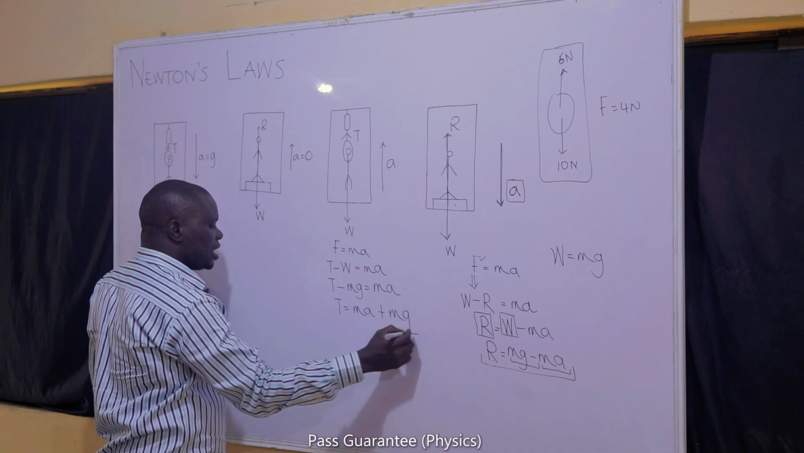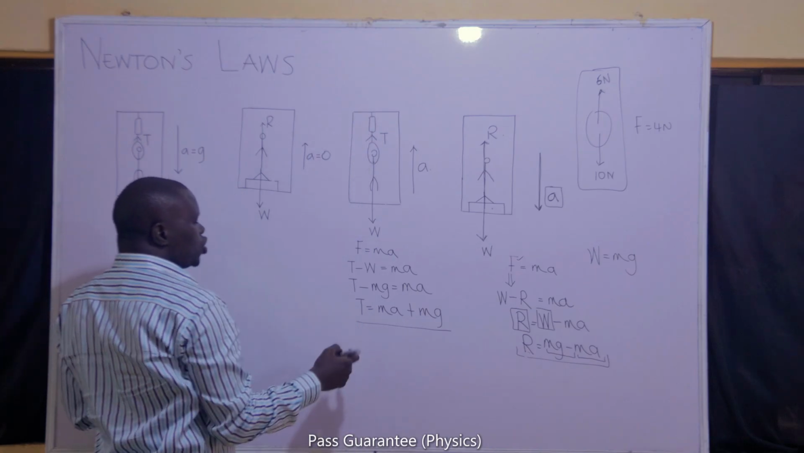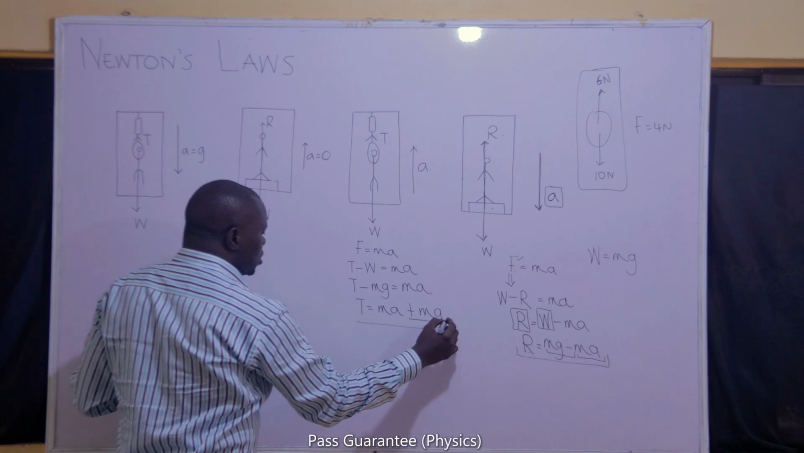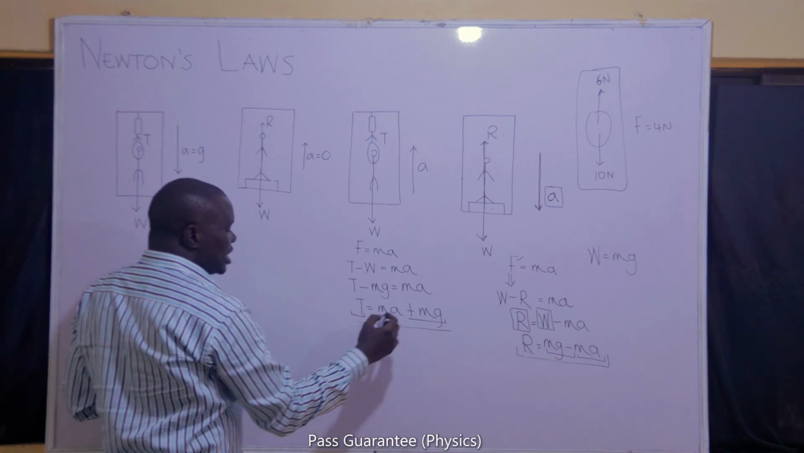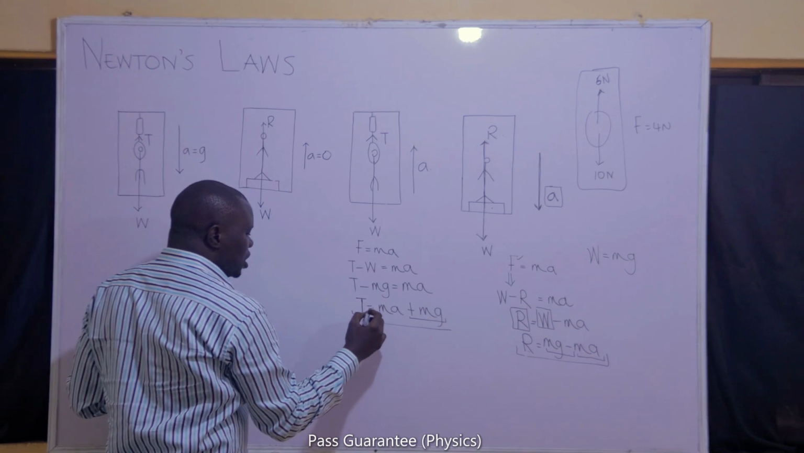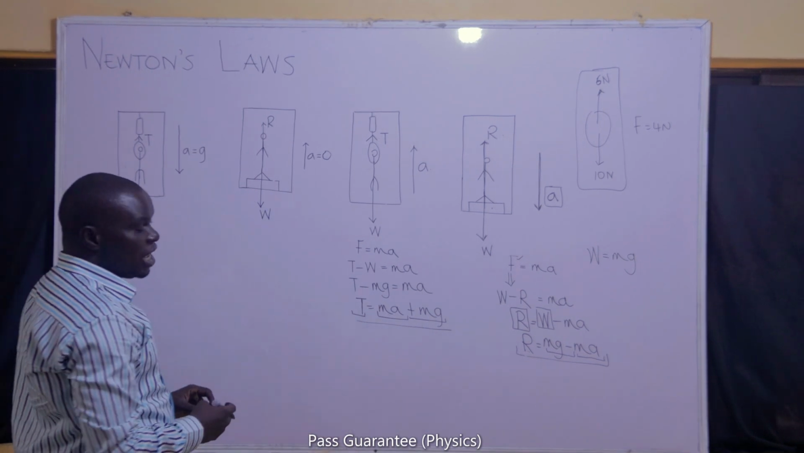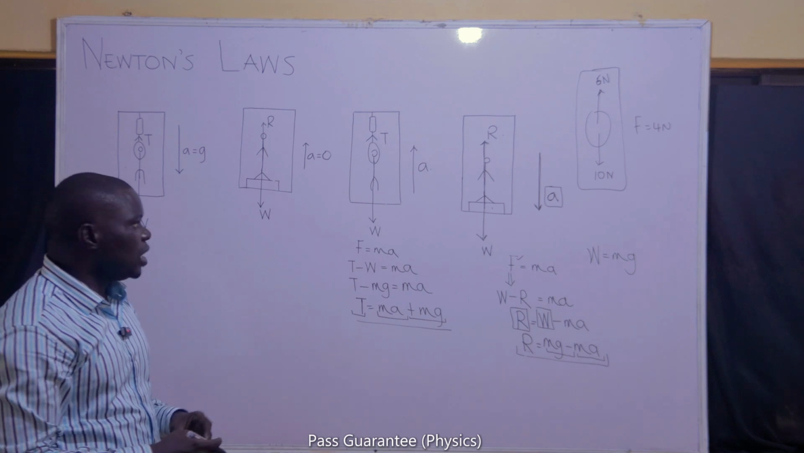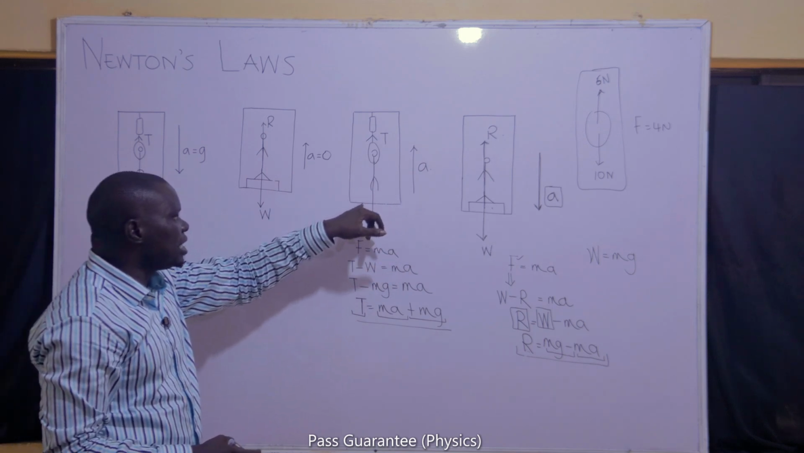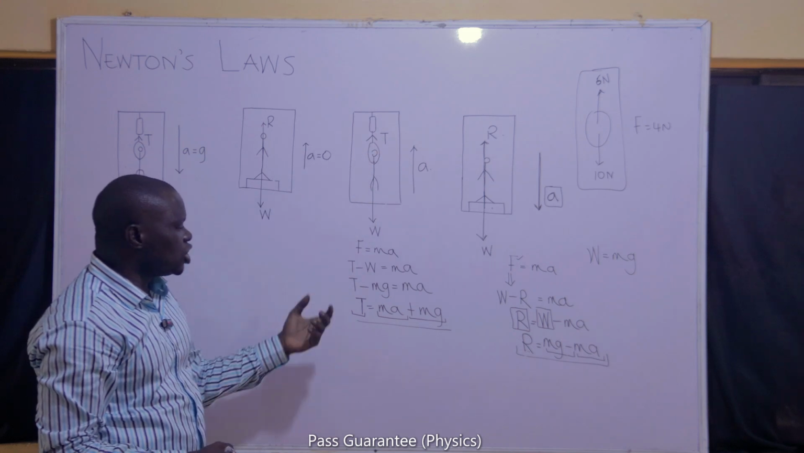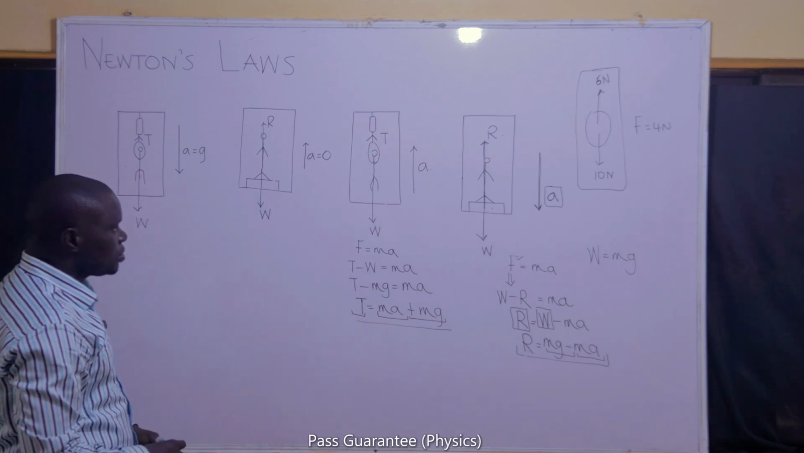And if that is the case, that is what this spring balance will record. You will find out that it's going to record a value that is more than the weight. And that is because the value of the T has increased by a difference of MA. So anytime a lift is going up, check the weighing balance that you are standing on or the spring that you are holding. It is going to record something that is slightly more than your weight.